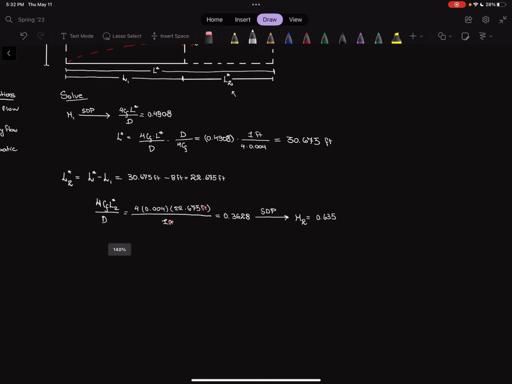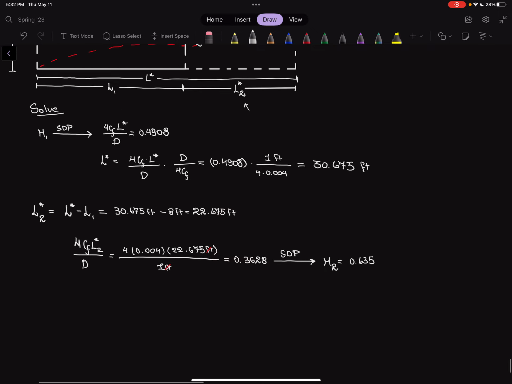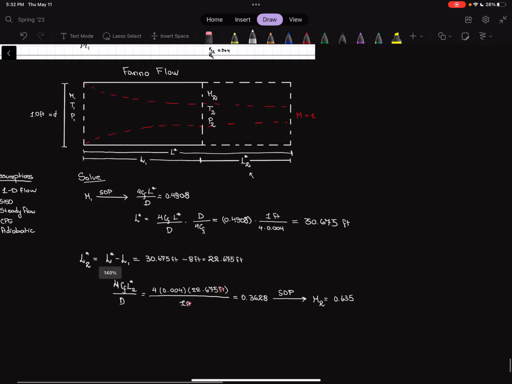And that's going to be our M2. Now the next thing I'm going to show you is how to find the P2 and the T2. I'll see you there.